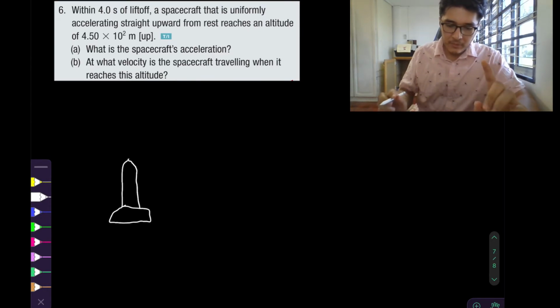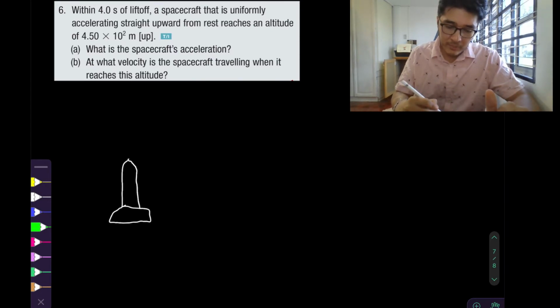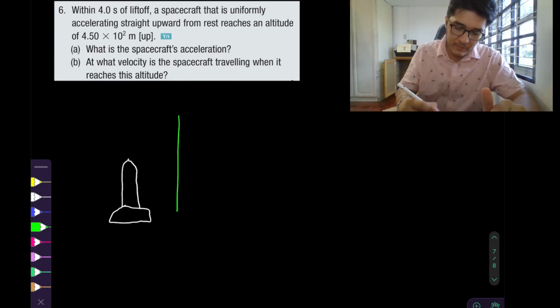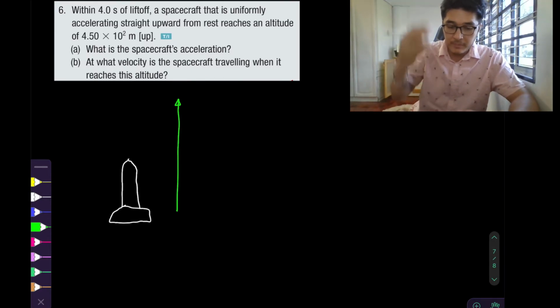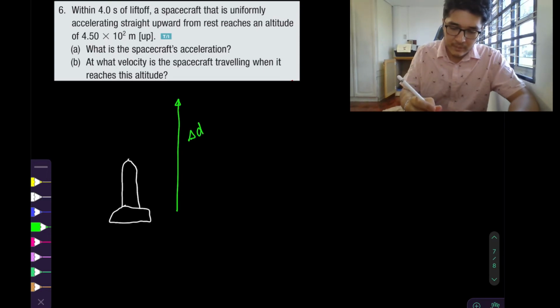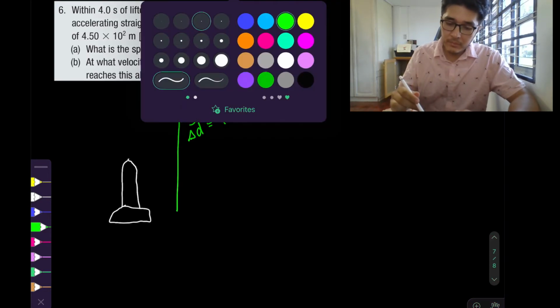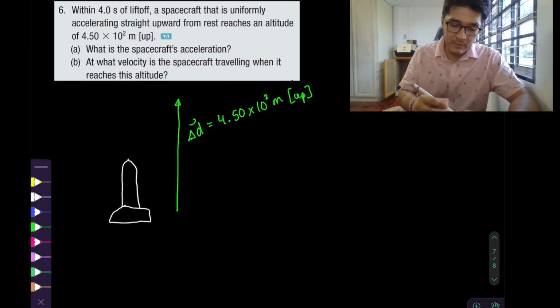So we know it's moving up and it's uniformly accelerating. And it reaches an altitude of 4.5. So we know that that displacement, which is reaching an altitude moving up, is upwards. Delta D, 4.50 times 10 to the power 2 meters up. And this whole altitude was achieved in a time interval of 4 seconds.